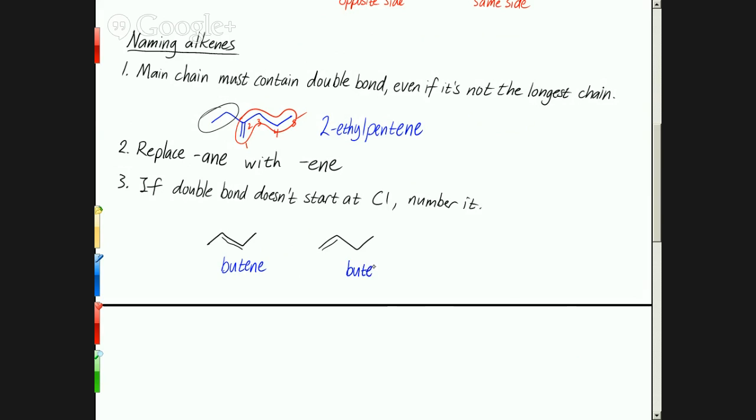But we want these names to be unique. We want to know exactly what molecule we're talking about. So we use a number right before the main name to tell where that double bond is. On this molecule, the double bond starts at carbon number 2. And in this molecule, it starts on carbon number 1. So we call this one 2-butene, and we call this one 1-butene. That way we can differentiate them.